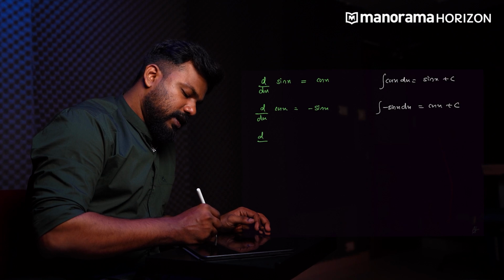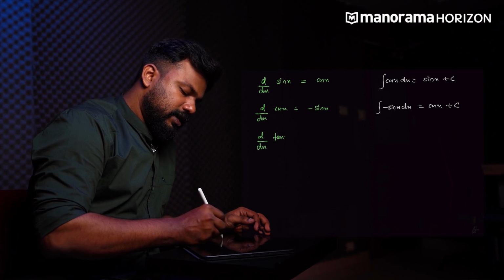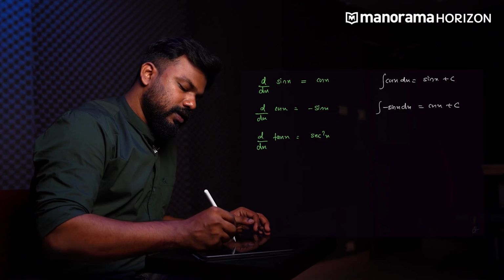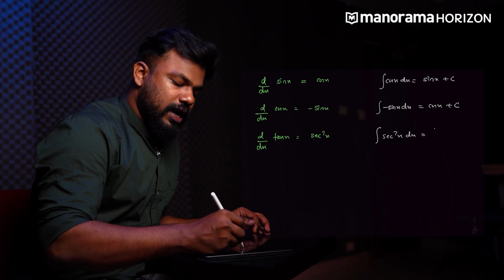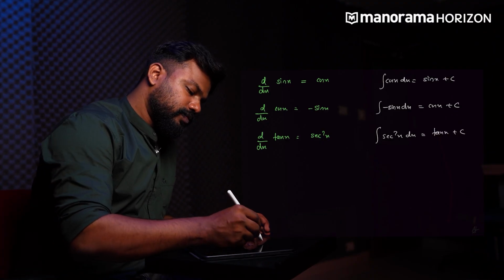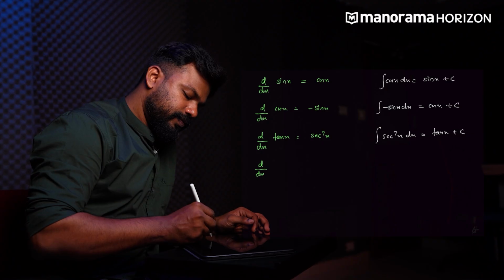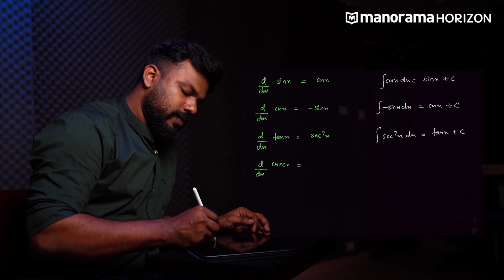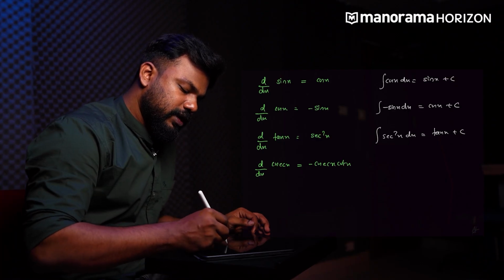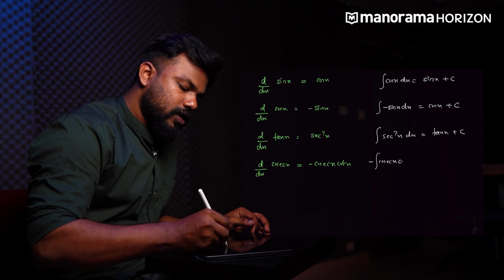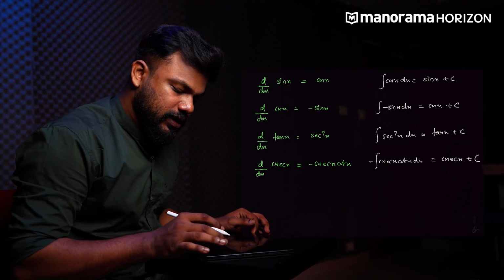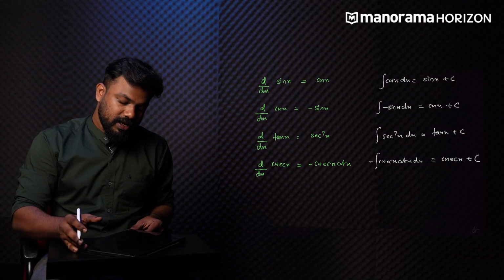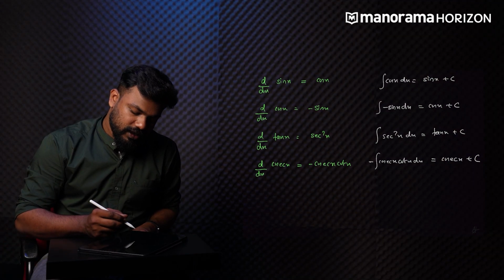And in the same way, the d by dx of tan x is sec square x. So the integral of sec square x will be tan x plus c. D by dx of cosec x will be minus cosec x cot x. And so what will be the integral of minus cosec x cot x dx? It will be cosec x plus c.